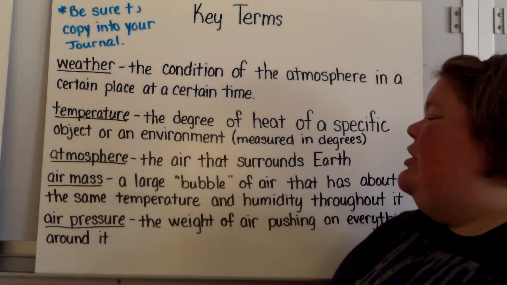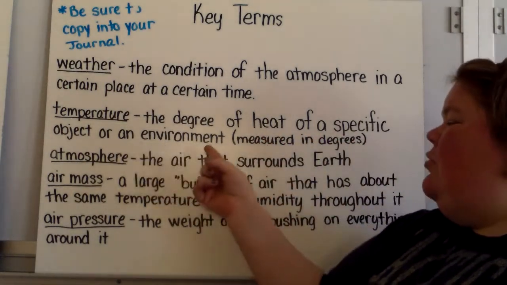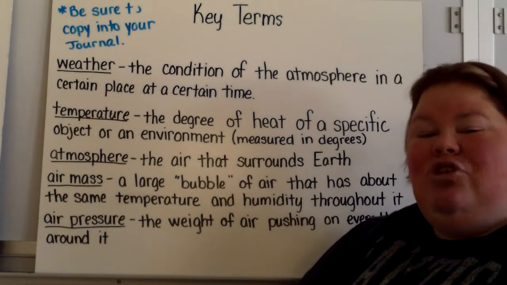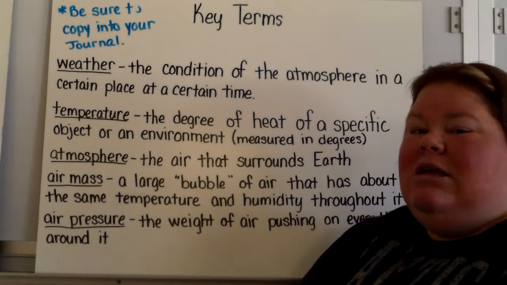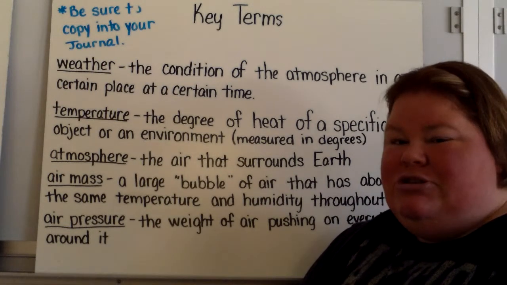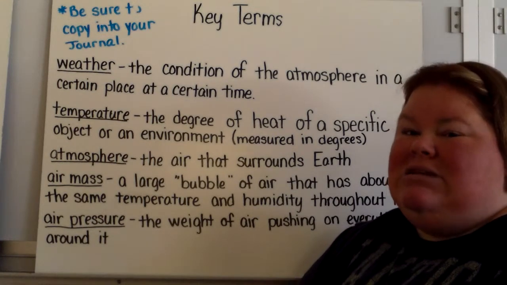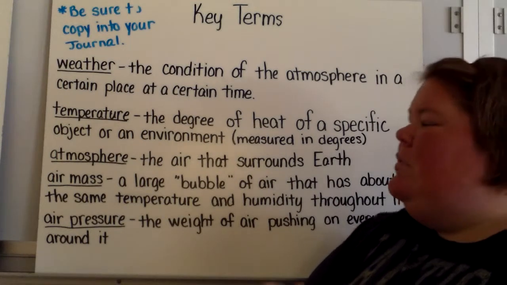Weather has different parts to it. Temperature is one of those parts. It's the degree of heat of a specific object or an environment. And we measure temperature in degrees. If you watch the news in the morning, it'll tell you the temperature's 78 degrees Fahrenheit. Now in science, we mainly use Celsius. We don't use Fahrenheit.